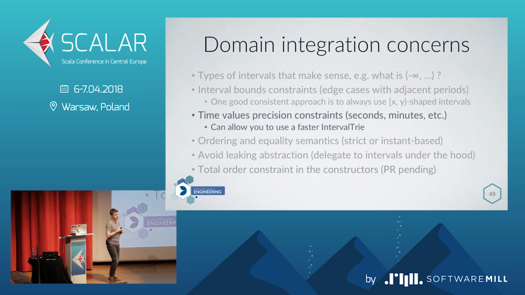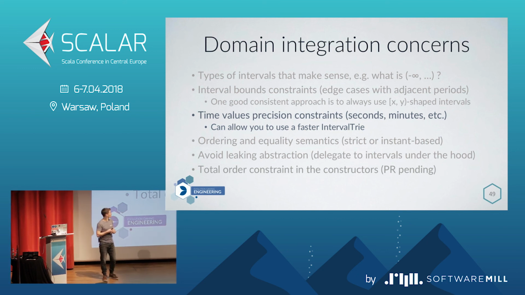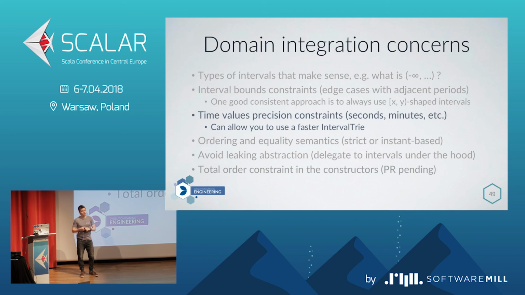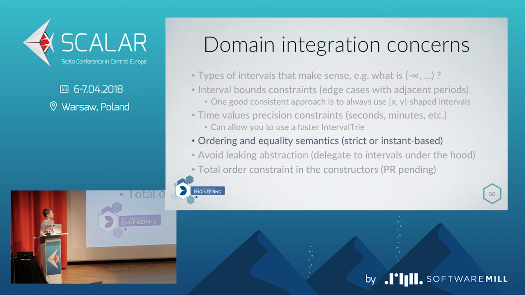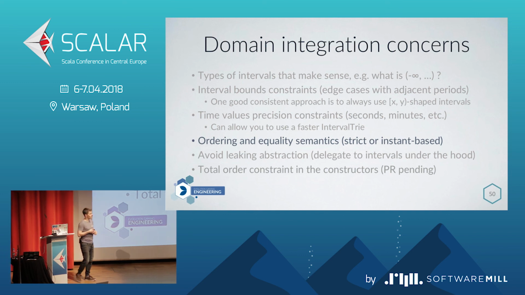Precision constraints. This is very interesting, not only because it allows you to restrict the kind of values you can create, but also because it can allow you to use the faster interval trie for interval sets. There are details in Rüdiger's talk, but basically, even with millisecond precision, if you don't need nanoseconds, you can use the interval trie, and this is nice. Ordering and equality semantics: we talked about this one, but you have to think about it when you plug your order instances into your code base. So this is another important thing.